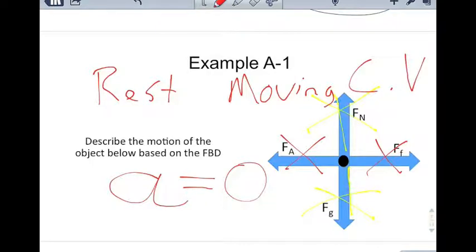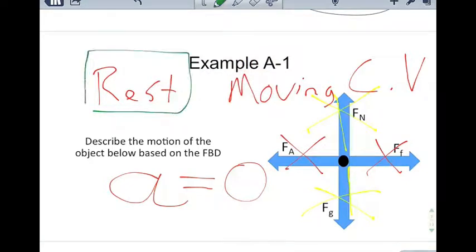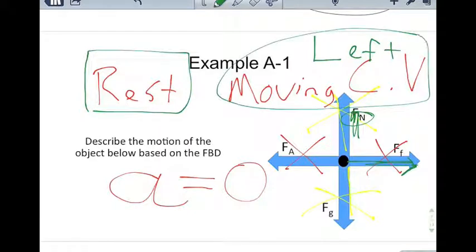Now, rest is a perfectly valid option here. So we're going to go ahead and box that and say that's perfectly valid. Now, moving at constant velocity is not perfect at this point, because moving at constant velocity in one direction, it's not really the normal force, because the surface is not going to exert a greater force than the weight, generally speaking. It's not going to be to the right, because if the object is moving to the right, friction always opposes motion. So the only other valid answer at this point would be moving at a constant velocity to the left, in other words, in the direction of the applied force. That's the only other valid answer in this case.